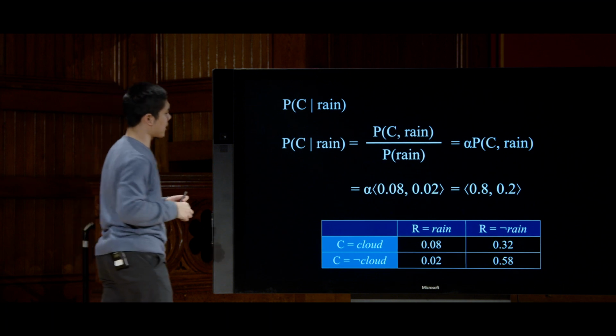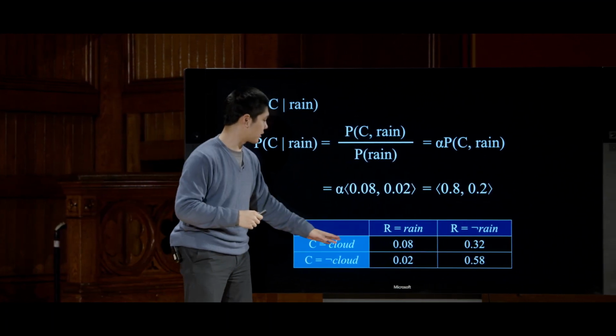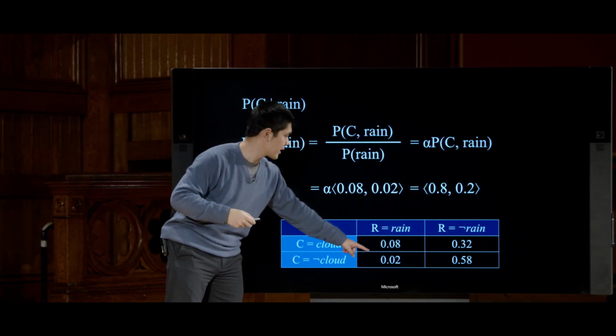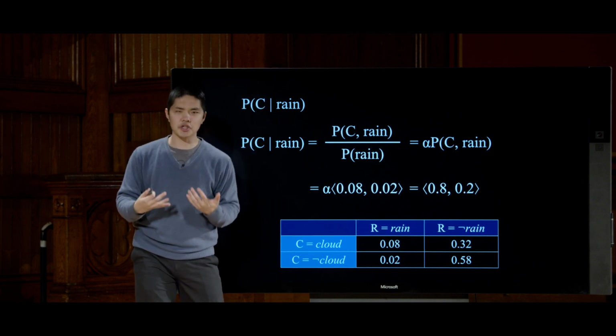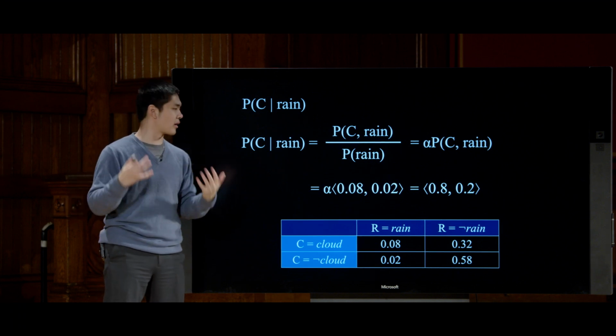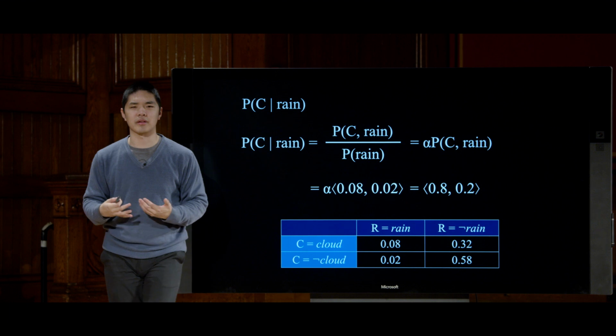But the key idea here is that by using the joint probabilities, these probabilities that it is both cloudy and rainy, and that it is not cloudy and rainy, I can take that information and figure out the conditional probability. Given that it's raining, what is the chance that it's cloudy versus not cloudy? Just by multiplying by some normalization constant, so to speak.